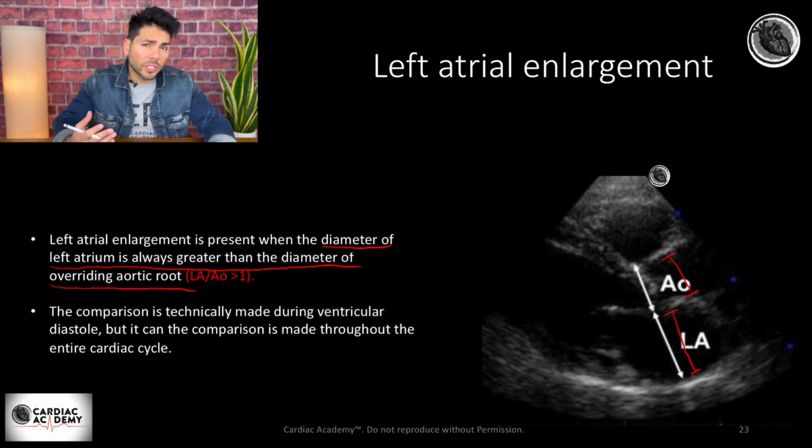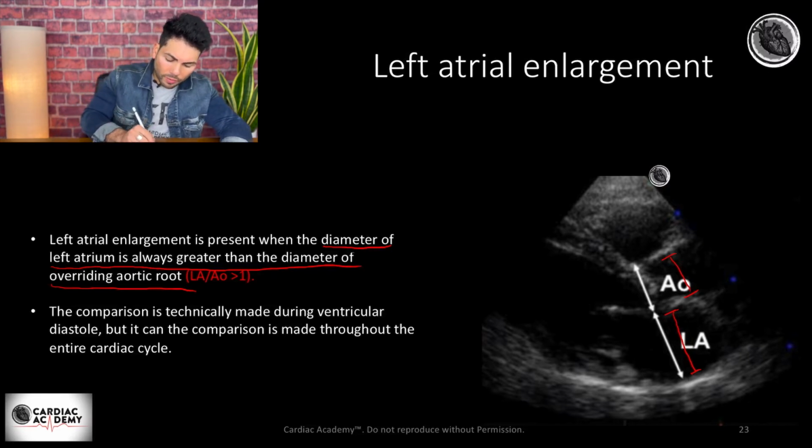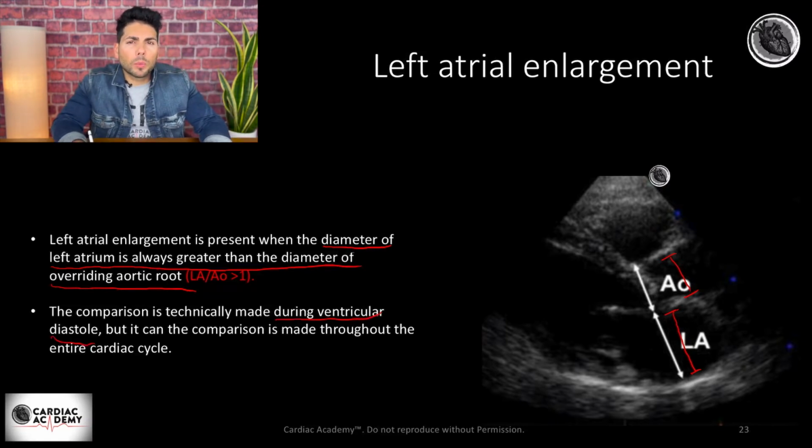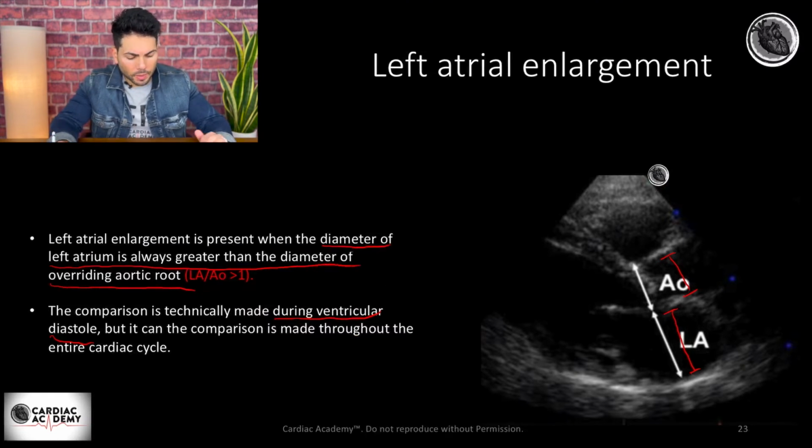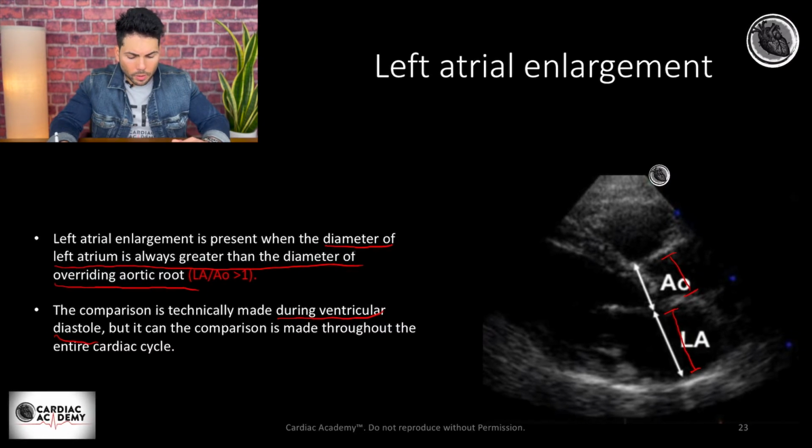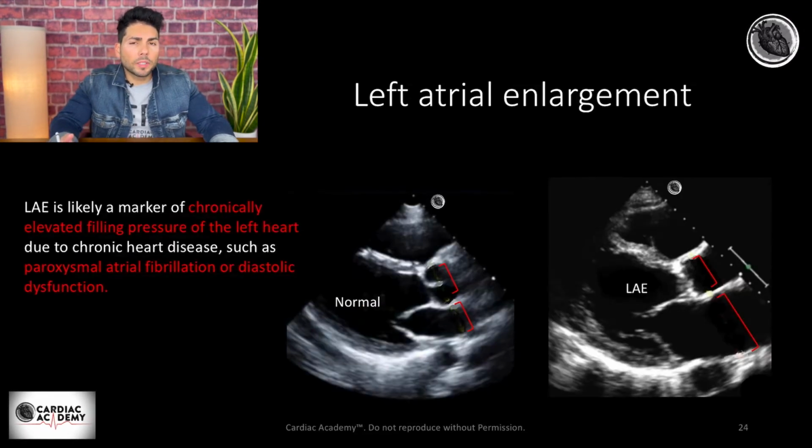The correct way of checking for this is during ventricular diastole. However, just for convenience, we look throughout the whole cardiac cycle, and if it looks enlarged, then you have left atrial enlargement, okay? It can happen when you have chronically elevated filling pressures in the heart, usually with chronic heart disease, such as paroxysmal atrial fibrillation, or with diastolic dysfunction.